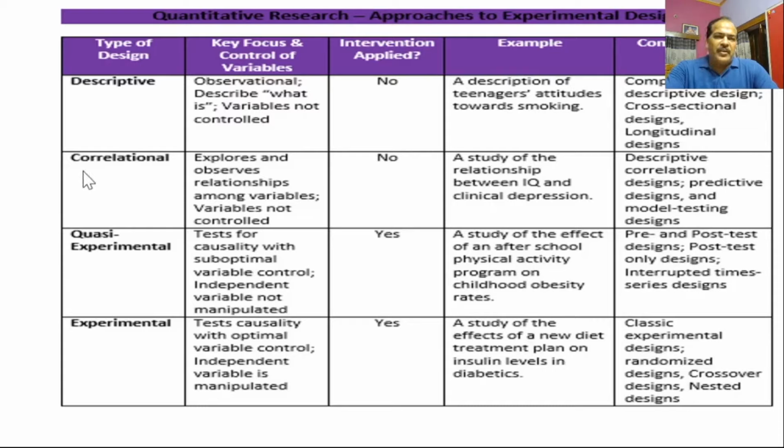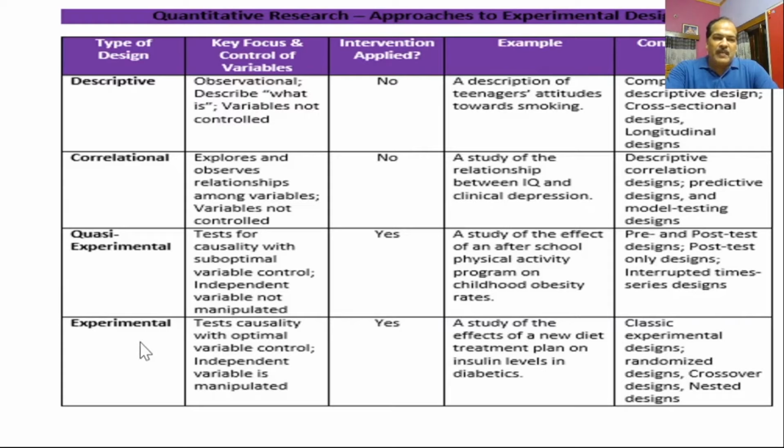If we are going for the correlational type of research, the quantitative methods which can be used here are the descriptive correlational design, predictive design, and model testing type of design. In the case of the quasi-experimental design, the variables can be tested for causality with suboptimal variable control, and independent variables are not manipulated. Here the focus is on pre and post test designs, post test only design, and the interrupted time series design.